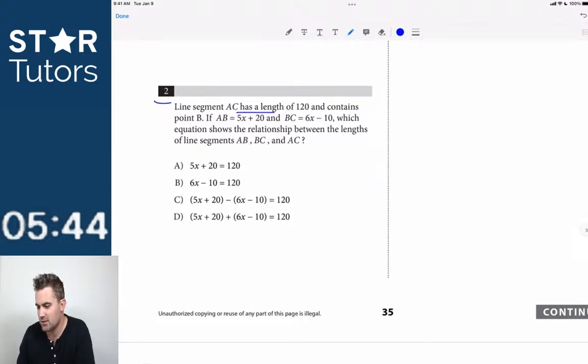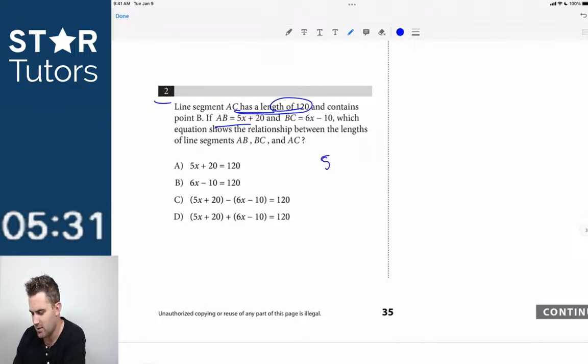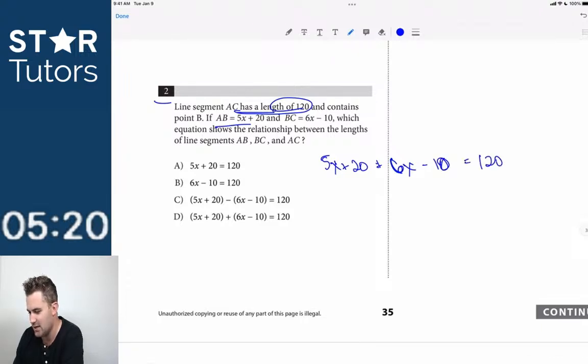Segment AC has a length of 120 and contains point B. If AB equals 5x and BC equals something, well, then we just add them all up. So we have 5x, be careful, plus 20. But this is a much better example than question number 1 of making a simple mistake. And it's not to say that I couldn't either, but this is a great example of how you could make a simple mistake.